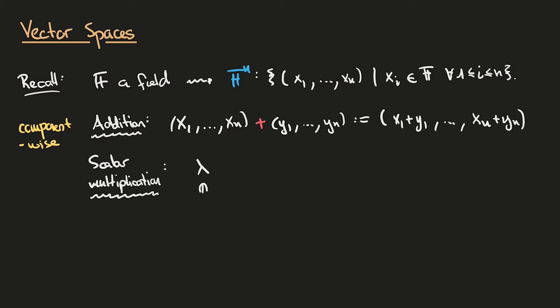Given some lambda in our base field F, we can multiply it by an element of Fn, say x1 up to xn, as follows. We simply multiply each coordinate by lambda. And again, it's important to note that lambda lives in the field F, not in the set Fn. Finally, we see that scalar multiplication is similar to the addition in that it is also component-wise, as we multiply each component xi by lambda.